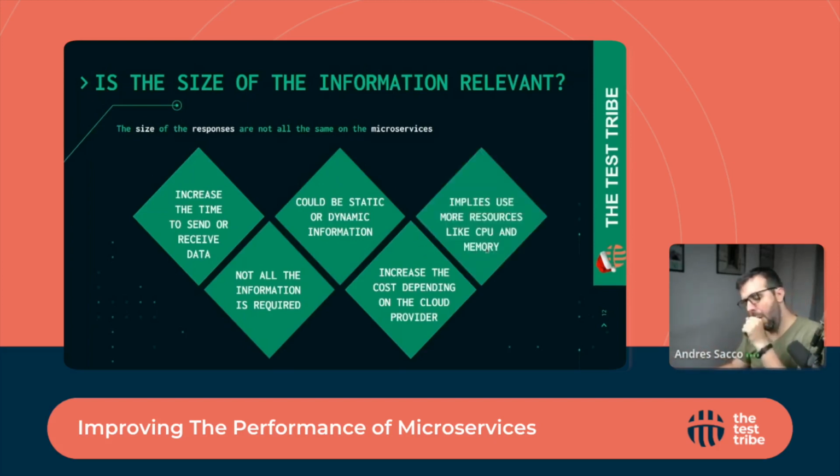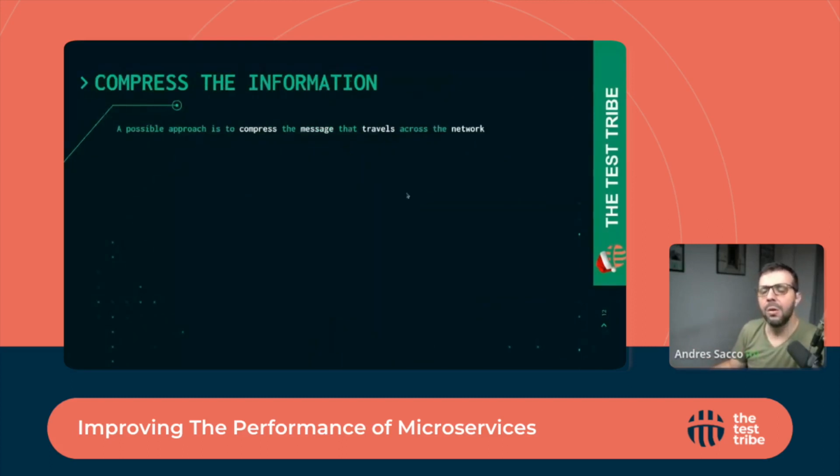And the last one implies that you use or spend more resources, memory, because you need to process a big response, and CPU. So how can we solve this problem?